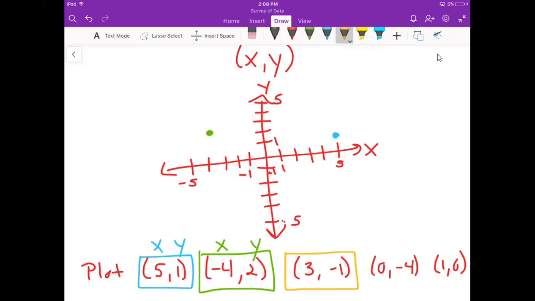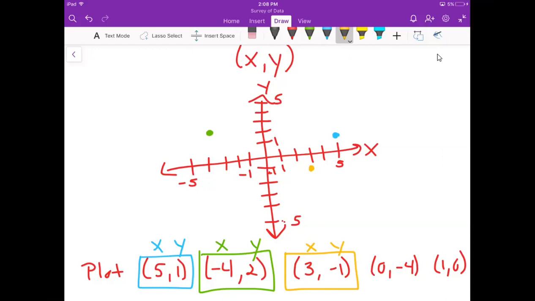All right, (3, -1). Give it a shot. Again, label X and Y if that's helpful. To get to this point, you should go right 3, positive 3 in the X direction, and down 1, because it is negative 1. Sorry, I don't know where 5 came from. Negative 1 in the Y direction.